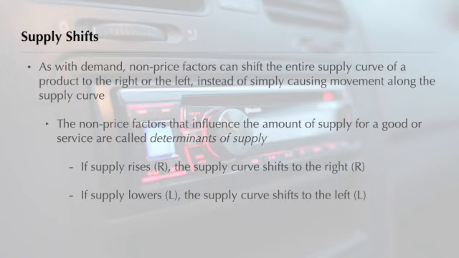You already know, however, that markets do not stand still. New snapshots of a product's supply must be taken periodically because supply, like demand, is affected by factors other than price. In economic terms, these determinants of supply, or non-price factors, can shift the entire supply curve of a product instead of simply changing the quantity supplied along the original supply curve.